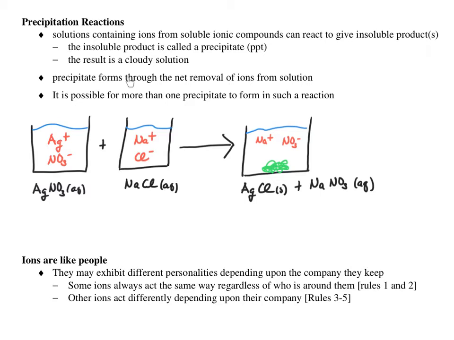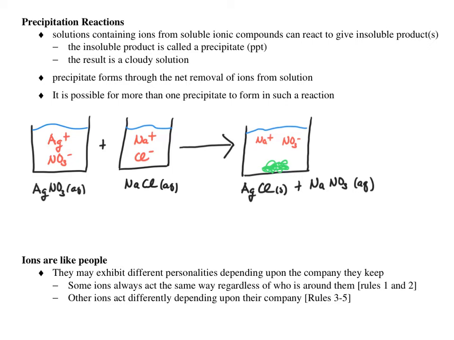As the precipitation reaction proceeds, the ions are being removed from solution. So in this case, we see that there are no silver or chloride ions in solution. Instead, what is present is silver chloride solid. This is a relatively simple example. We will see examples where more than one precipitate forms.